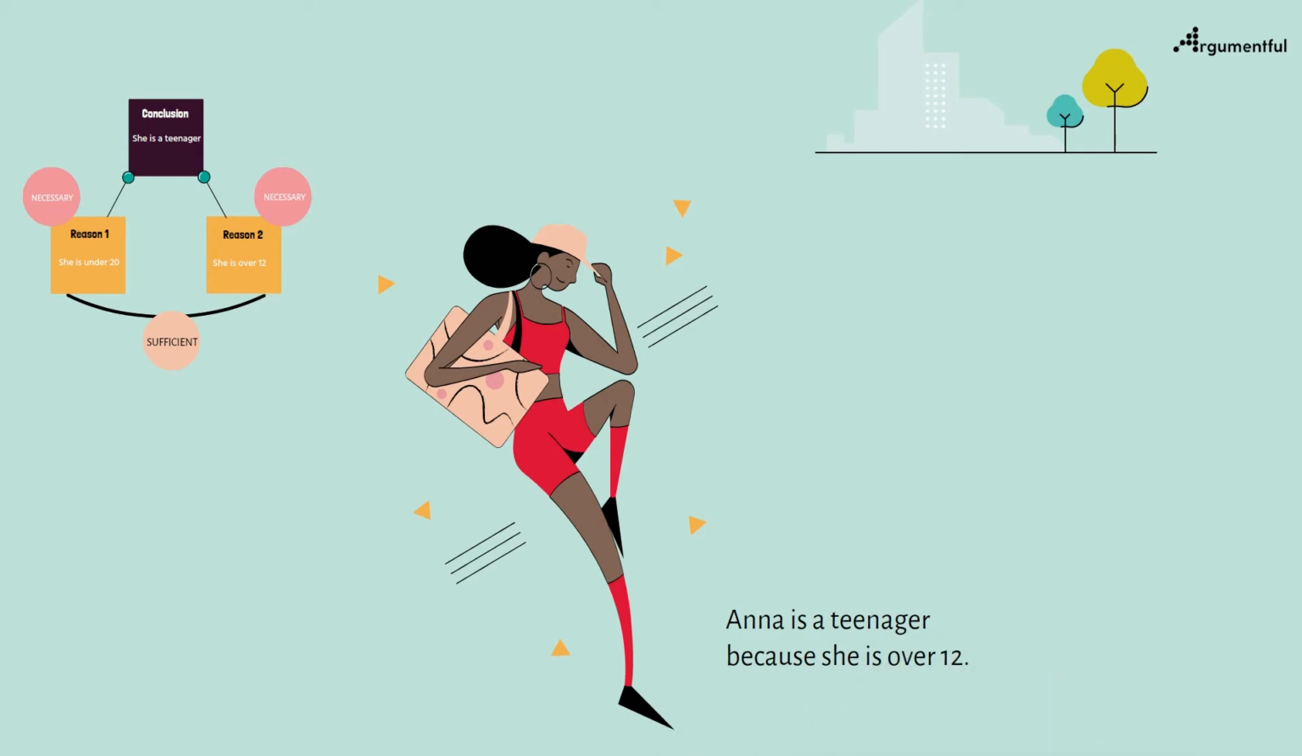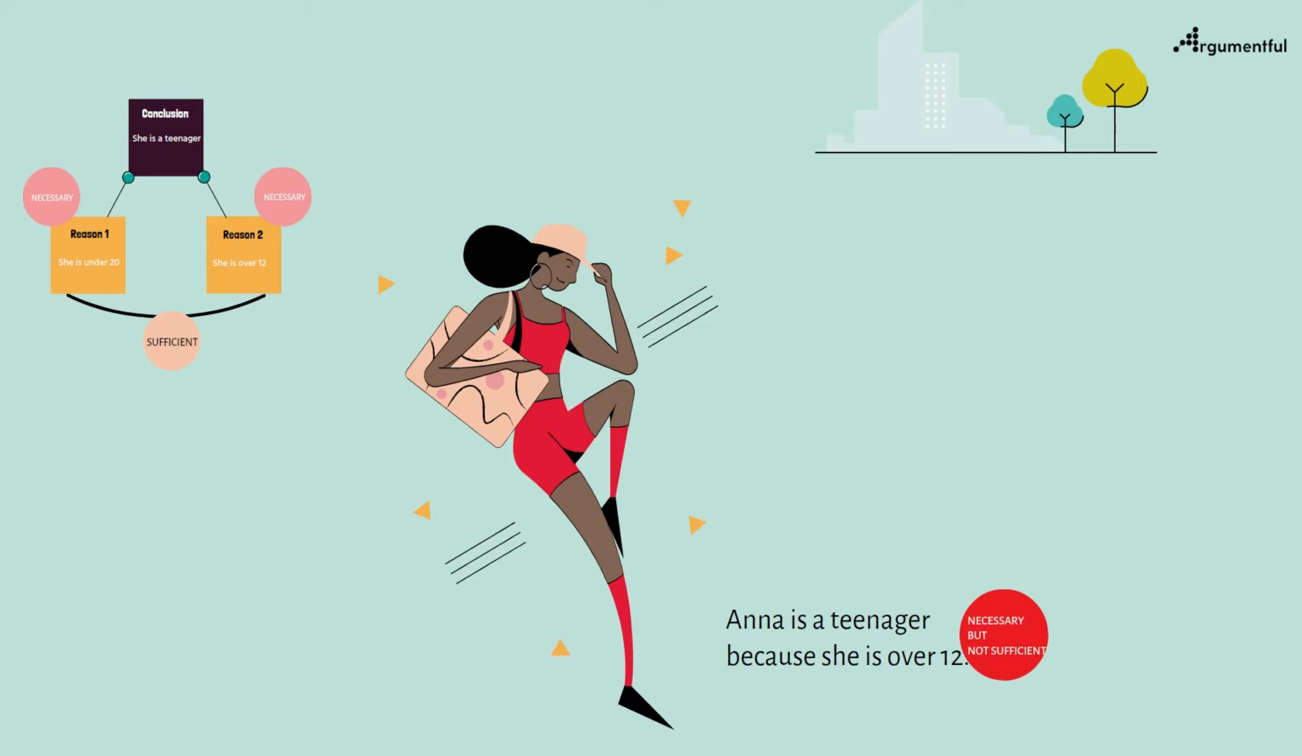Well, although the reason Anna is over 12 is a necessary condition to be a teenager, the fact that Anna is a teenager is not proven, because this reason alone is not a sufficient condition. We need more reasons to prove the conclusion. For example, if Anna is 36, she is still over 12, but she is definitely not a teenager.